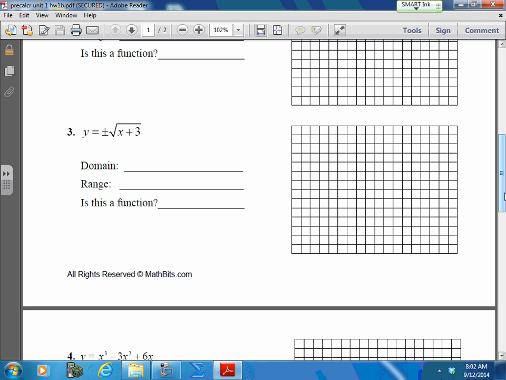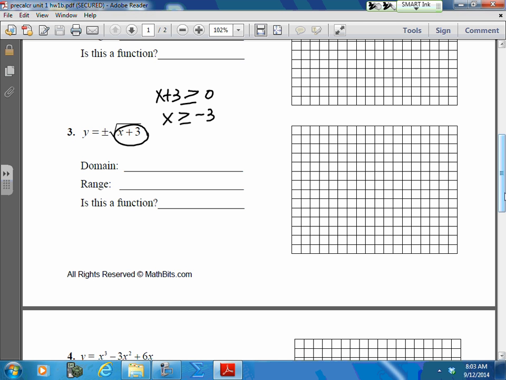Does this have any restrictions? Number 2. What was the second restriction? Radicals. What can we not have under a radical? Negatives. So, we said, take what is underneath the radical and set it to what? Not to 0. Greater than, good. Greater than or equal to 0. Good. So our domain is going to be x is greater than or equal to negative 3.